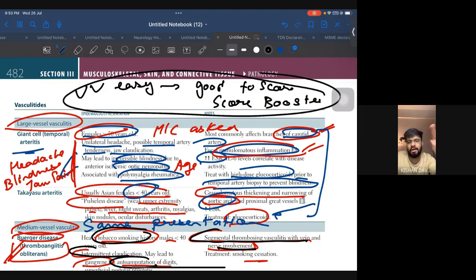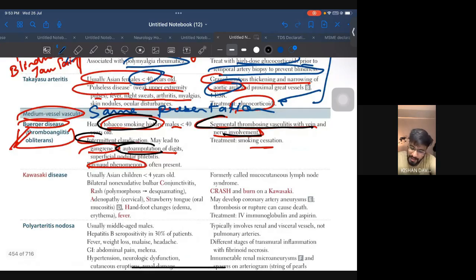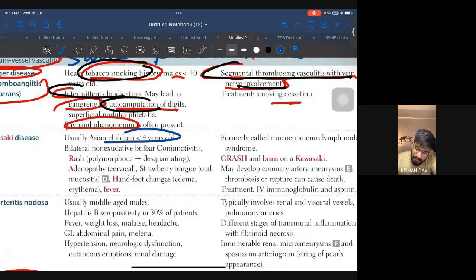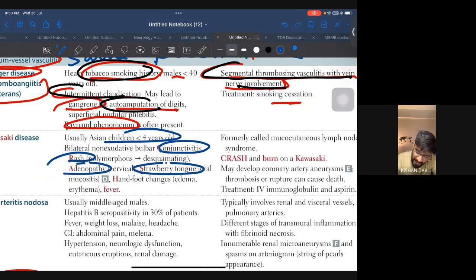You don't have to apply any logic, nothing, just the information. Okay, moving ahead, Kawasaki disease. Kawasaki disease less than 4 years. So what problem will come here? There will be conjunctivitis, there will be rash, strawberry rash mostly, strawberry tongue, adenopathy, mostly cervical adenopathy, and there will be hand foot changes and fever.